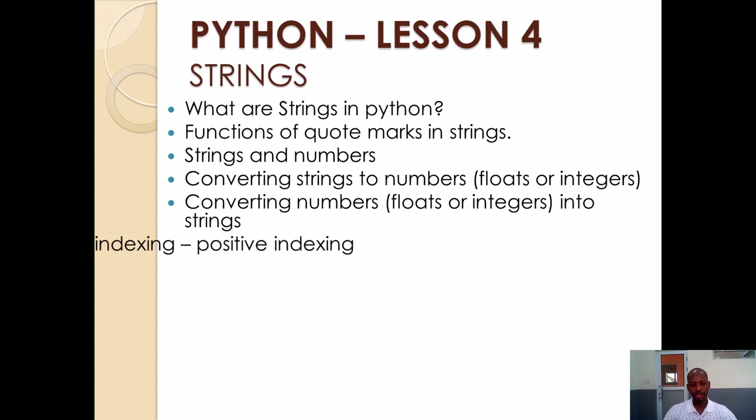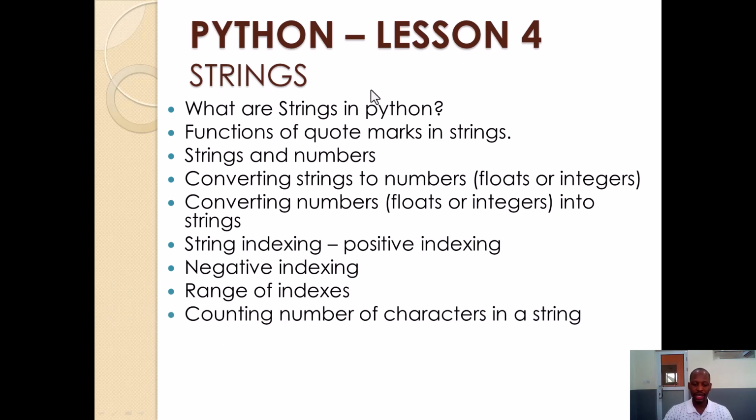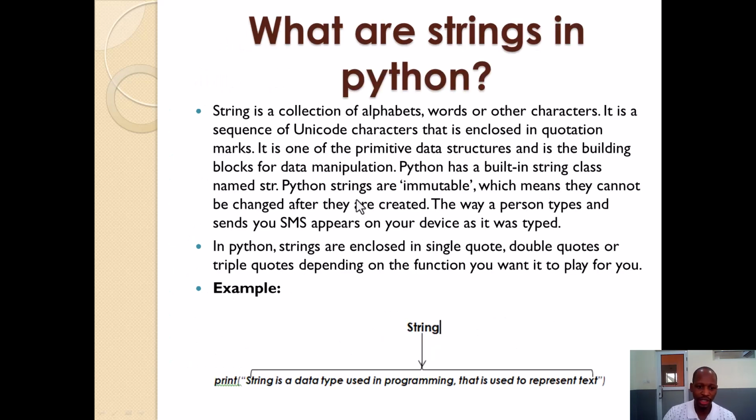numbers to strings. We'll also be considering indexing, and we have the positive indexing and the negative indexing. We are going to be looking at the range of indexes, okay? And then we look at counting the number of characters that are in a string. Then we consider concatenation and formatted strings. And then we also look at Python string methods. So let's get started with what strings are.